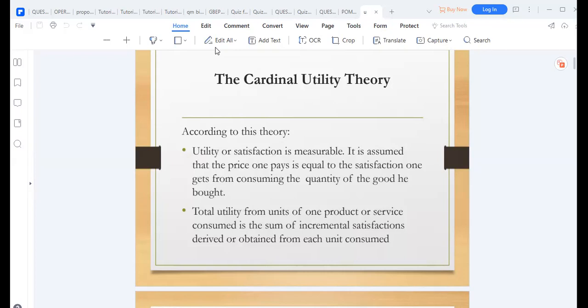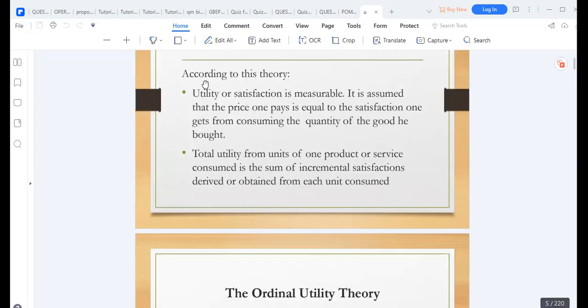So there's a theory which is on the assumption that whatever you pay must be equivalent to the satisfaction you get. For instance, what you pay for tuition, either to me, to the school, should be equivalent with the benefit of the consumption you're having. So it's called the cardinal utility theory. It assumes that the total utility derived from the units of one product or service that you consumed should sum up with the incremental satisfaction. So when you add them up together, they should be equivalent to the total utility.